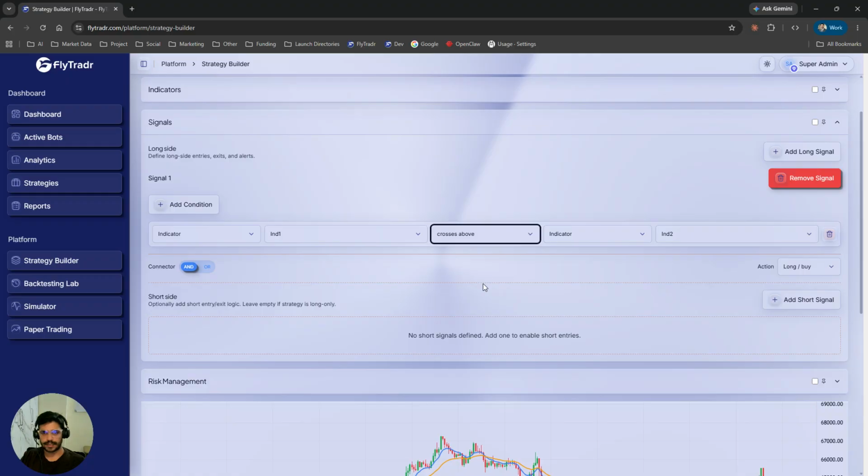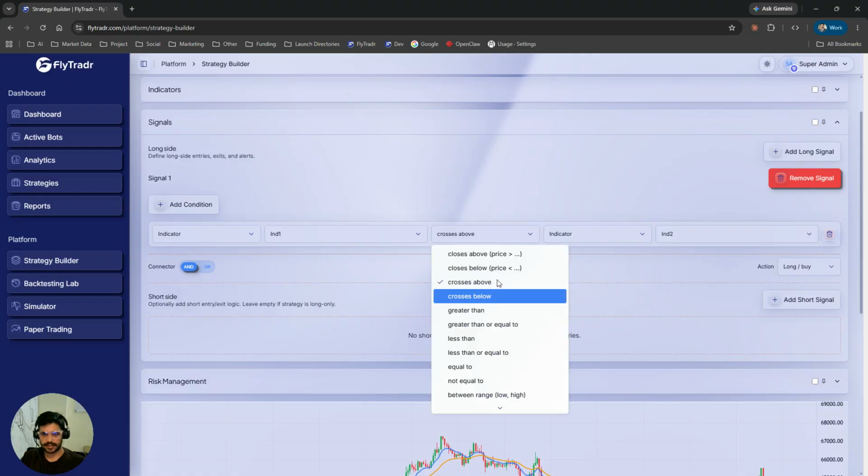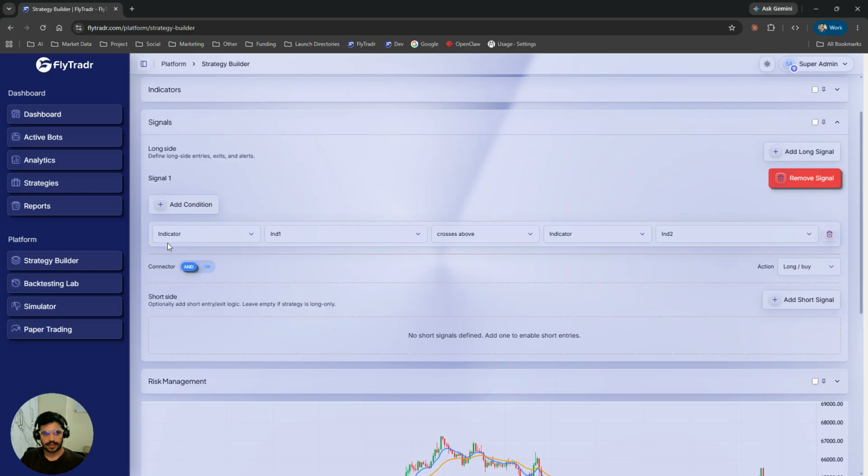So for an EMA crossover, there are a lot of conditions basically that you can see here, but the best fit for our particular strategy is crosses above and crosses below. So I'll stick with crosses above. Now, how to read this indicator? You can simply place if in the beginning. So if indicator 1 crosses above indicator 2, then what happens? The action is long or buy.